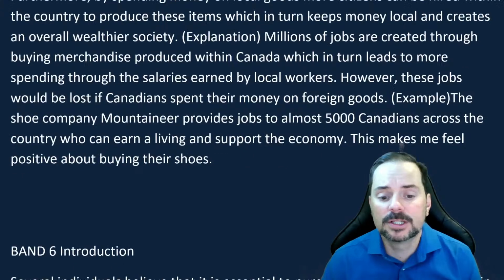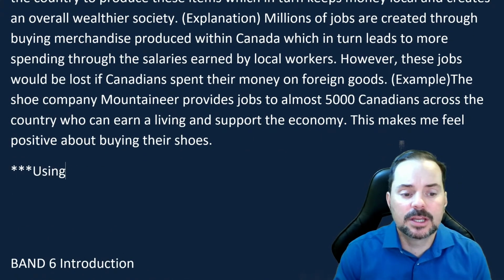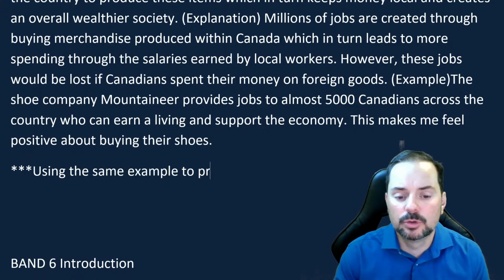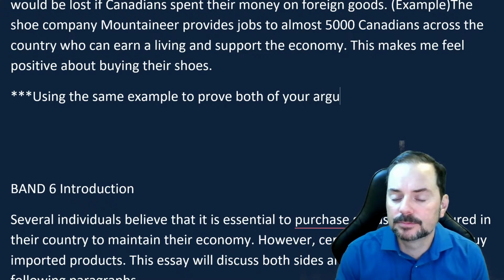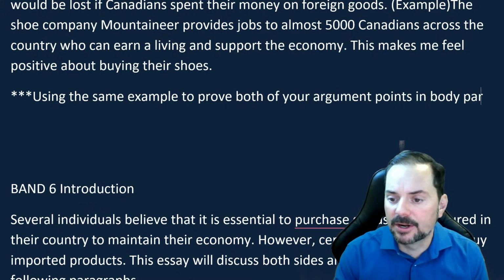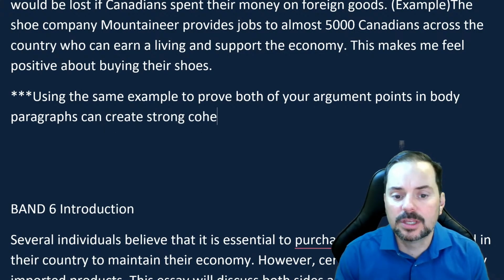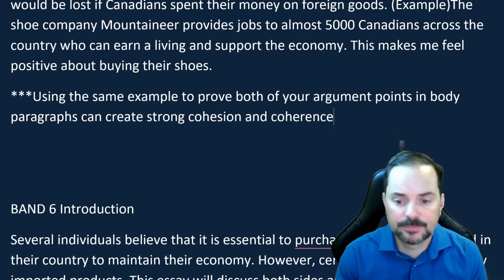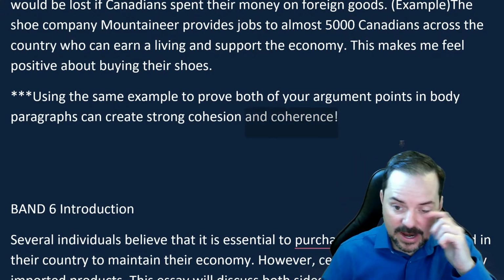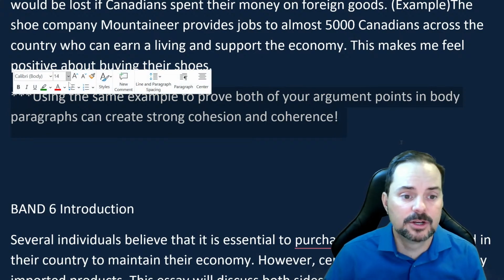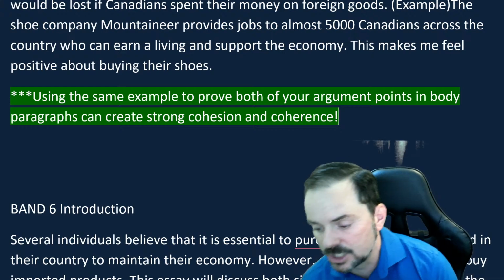Here's a really important tip, students. Using the same example to prove both of your points in body paragraphs can create strong cohesion and coherence. Okay, everybody got that? So everybody got this clear point? Yes, you can use personal pronouns when the essay is asking you for it, Jessica Run. All right.